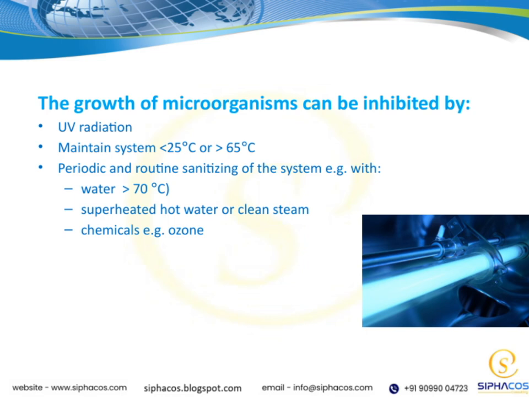Additionally, regular and routine sanitizing of the system is essential. This can be achieved through various means, such as using hot water above 70 degrees Celsius, superheated hot water or clean steam, or even chemical agents like ozone. These measures are vital for ensuring the system remains clean and safe, aligning with our overall goal of controlling microbial contamination and maintaining high standards of hygiene.